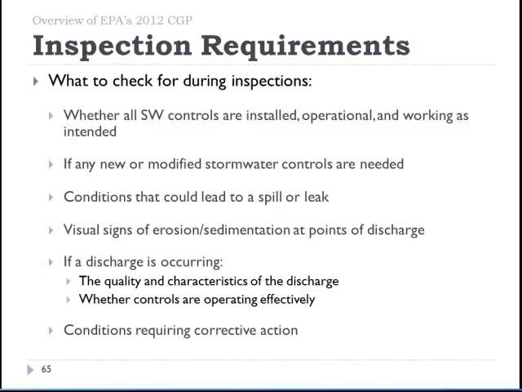And if during your inspection there's a discharge occurring, you'll want to actually examine the quality and characteristics of the discharge, including the color, the odor, whether there's any foam or oil, and you'll want to make sure that your controls are operating effectively during discharge conditions. And if you determine that there are any conditions that could require corrective action, you'll need to take corrective action, and those requirements will be discussed in just a few slides.